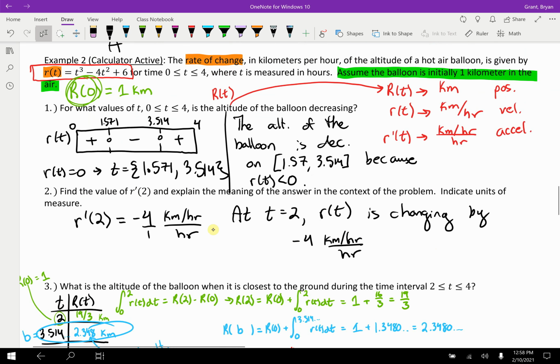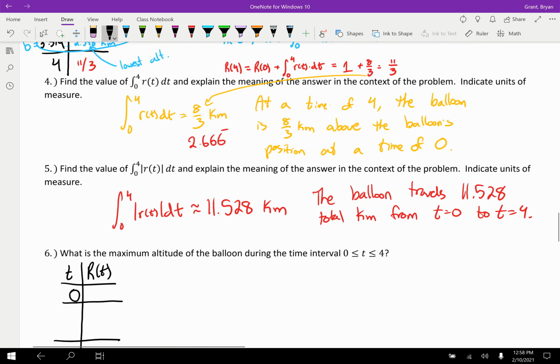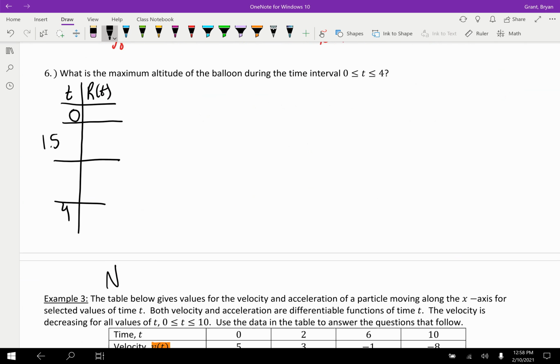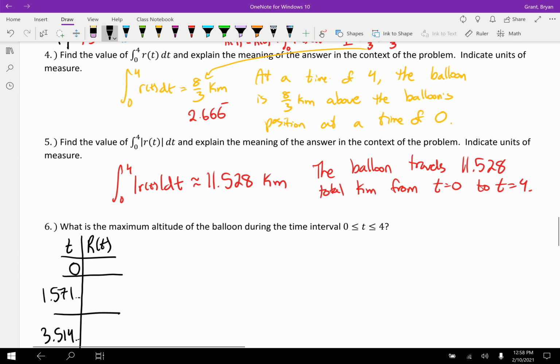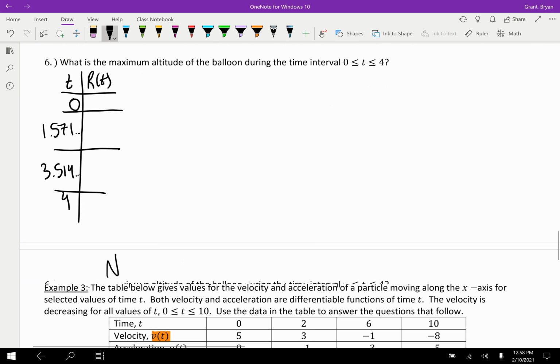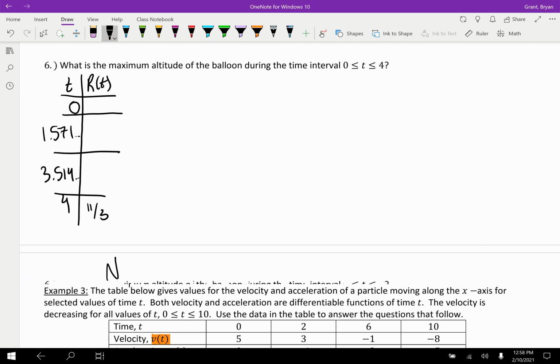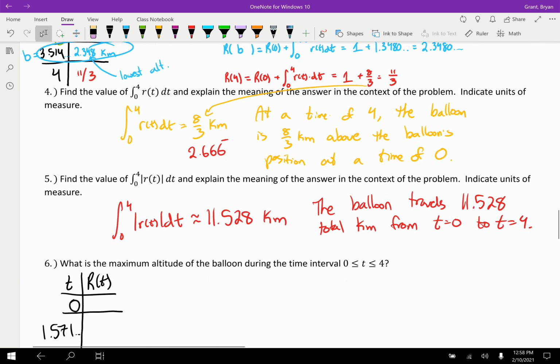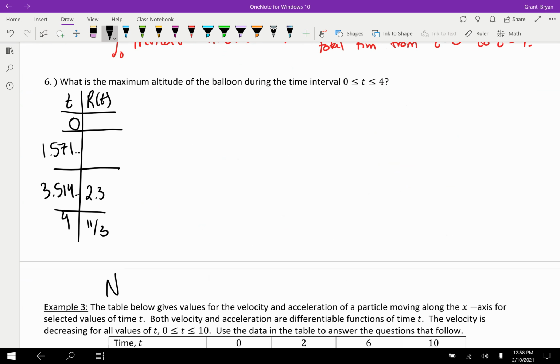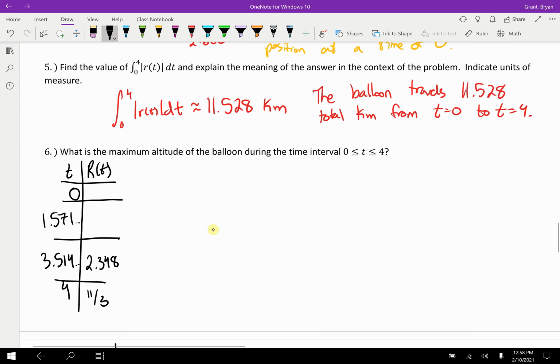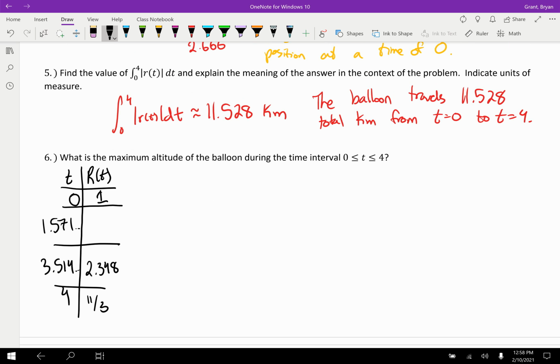Critical points, we did that up above. There's two of them, 1.571 and 3.514. I'll put the little dots after so we know they go forever. But guess what? We've done almost all of these. We already found R of 4, that's 11/3. We found R of 3.514, that's 2.348. And we know R of 0, that's given to us, that's 1. I think there's only one more of these that we have to do, which is super exciting, right?